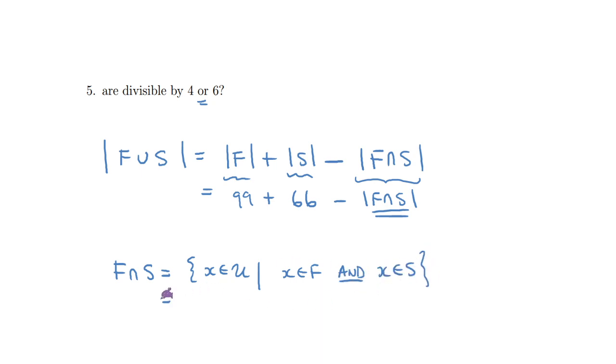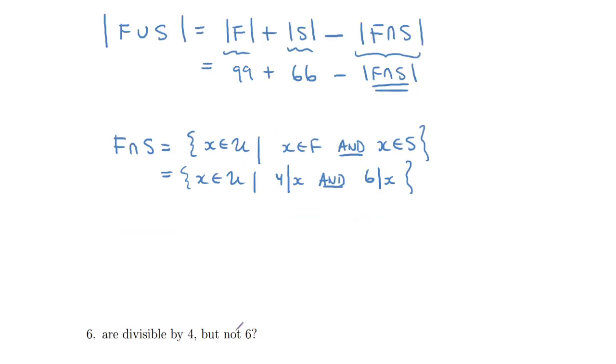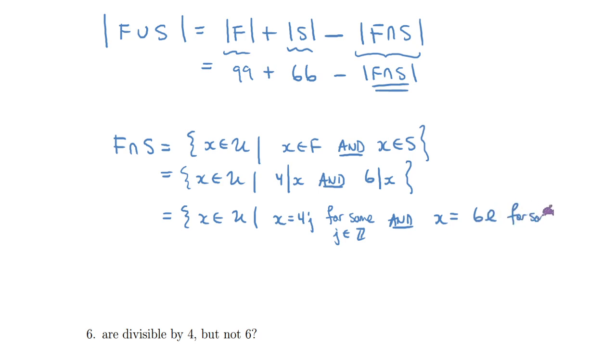So what does that mean? Well, it has to be divisible by 4, so 4 divides X, and it has to be divisible by 6, so 6 divides X, right? So that actually gives you two equations. You actually know that X is equal to 4J for some integer J, and X has to be equal to 6L for some integer L.